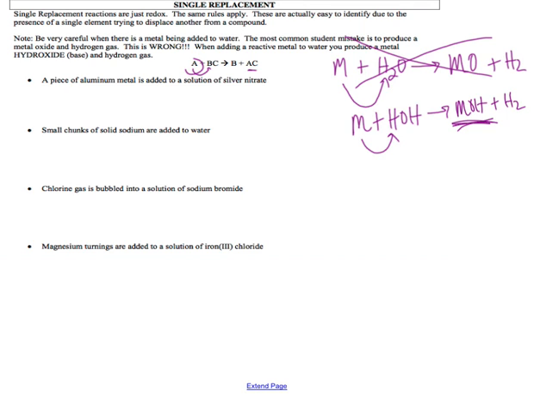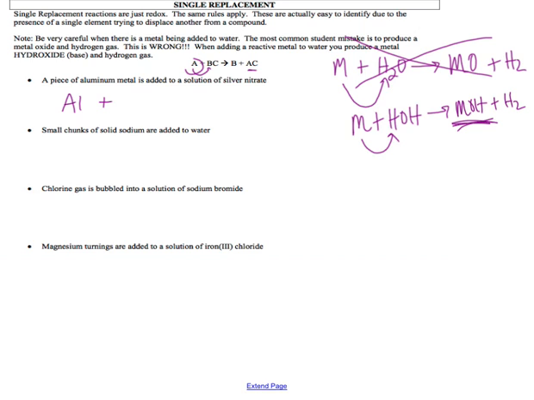You make a base. Okay, so let's jump into doing the first one, and I'm just going to lead you through it and ask you some questions. A piece of aluminum metal, what am I going to write down? Al. Is added to a solution. It's telling you it's the solution. So what is it in? Right, and it's broken down into ions. So there's two ions there, a silver and a nitrate.